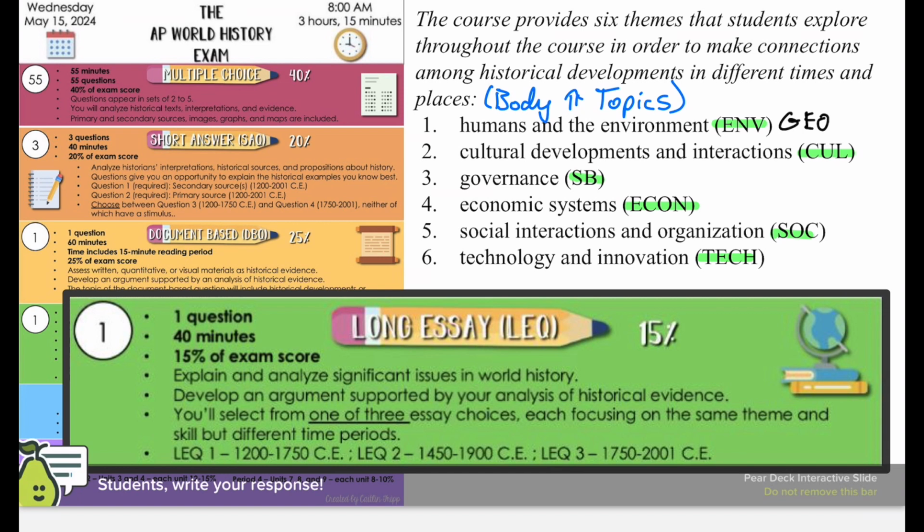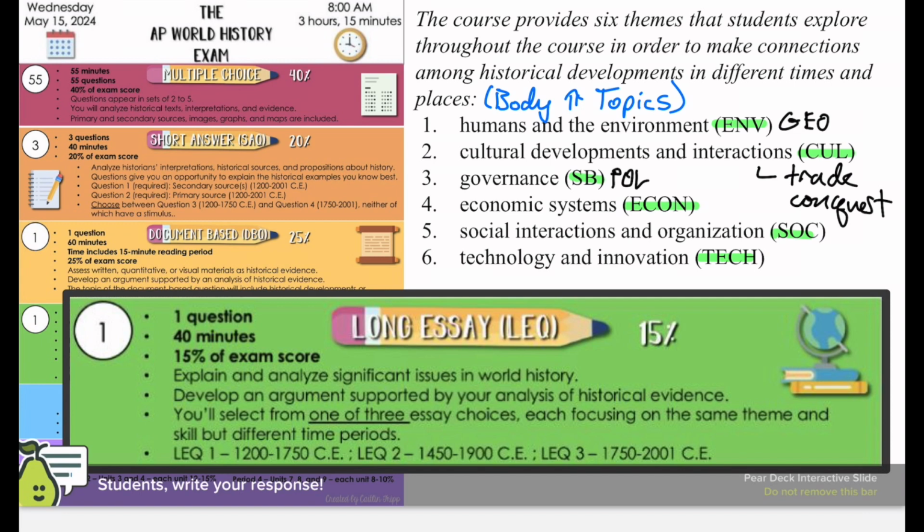Cultural developments and interactions, noting that interactions typically happen through trade or conquest. So that's where we would get our cultural diffusion as one language spreads from area A to area B, so on and so forth. Governance covers the government or the political topic. That SB just means state building. Okay, so how do they build a state? How do they govern? Economic systems, that's when we're talking about things like trade. What are they importing? What are they exporting? What are the routes that are being used? Are they using feudalism or the Mita system or the encomienda?